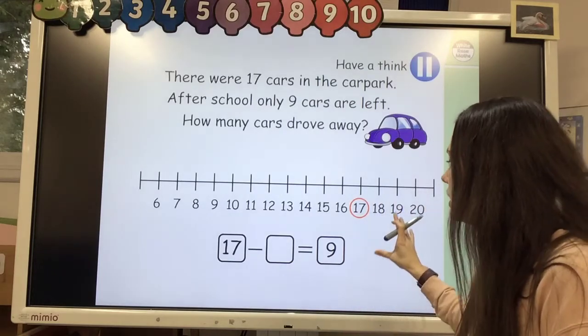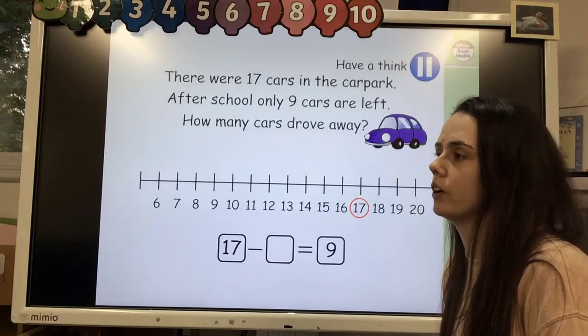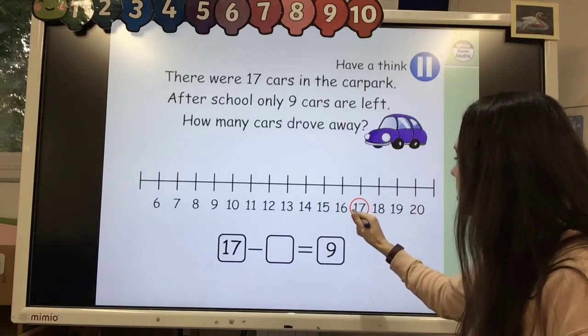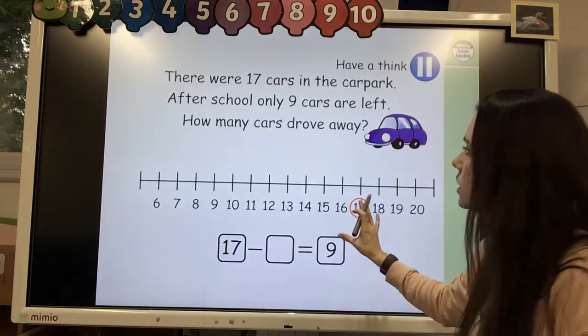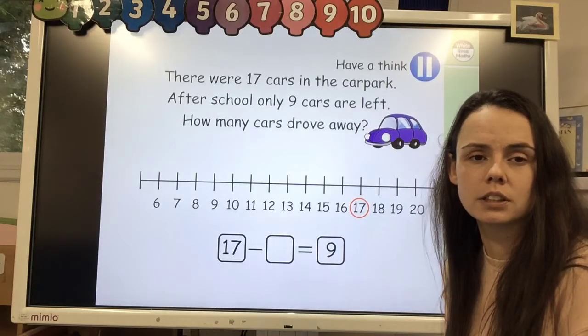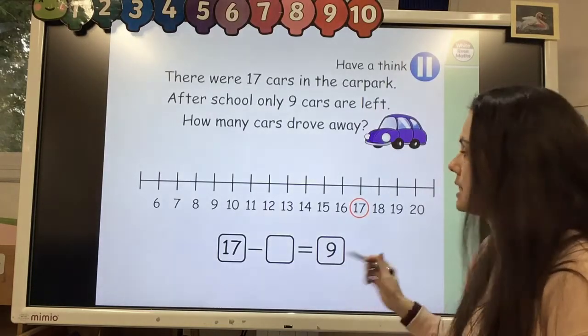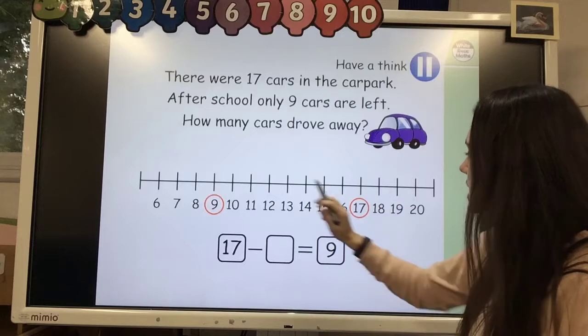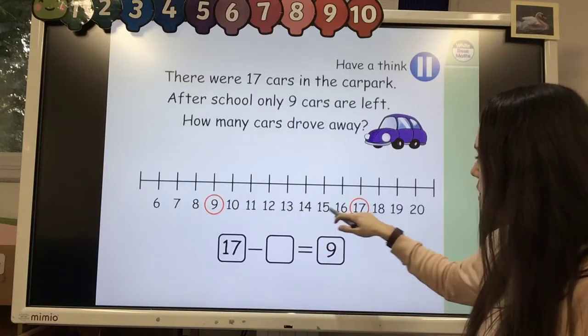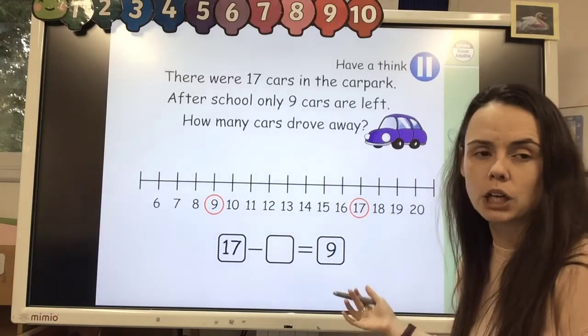Had 17, now we've only got 9. 17 to 9. What can we do? Let's see. So we're going from here to here. So this many is what has driven away. How can we work that out?